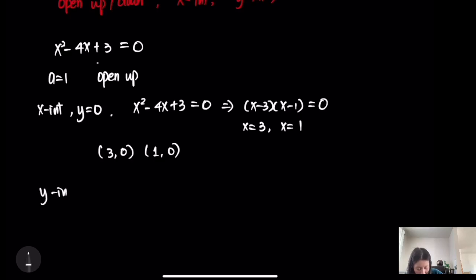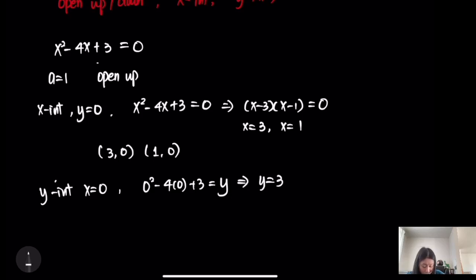Now, another key point is find the y-intercept. The y-intercept is when x equals 0. Okay, so x equals 0, we got y, so our y value is equal to 3. So that means the y-intercept is (0, 3).